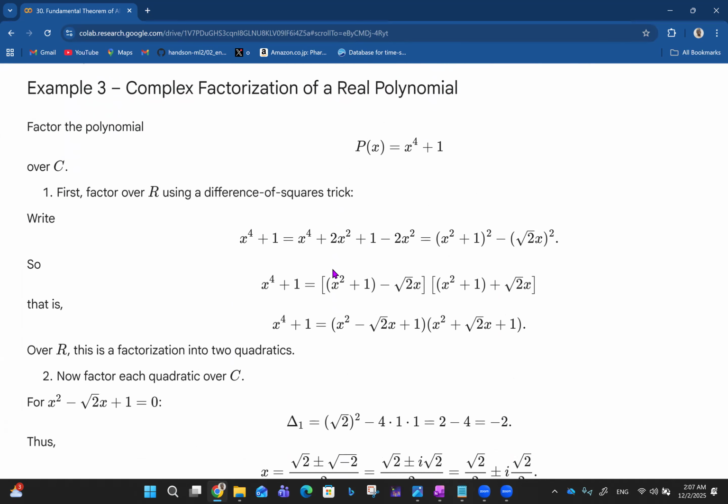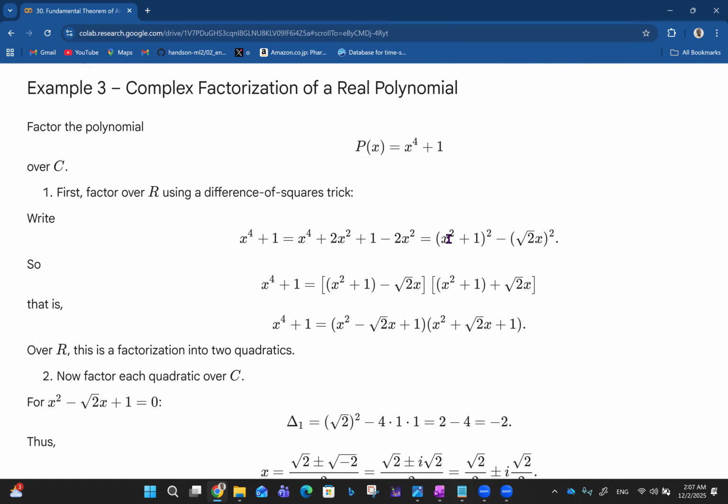So for instance, you have x raised to the power 4 plus 1, which is the same thing as x raised to the power 4 plus 2x squared plus 1 minus 2x squared. So this is us bringing that in. It's like you're introducing 0, so that x raised to the power 4 plus 2x squared plus 1 can simply be x squared plus 1 all squared. And then this 2x squared part can be root 2x all squared. So that's a trick we are introducing. So we can get a perfect square out of this.